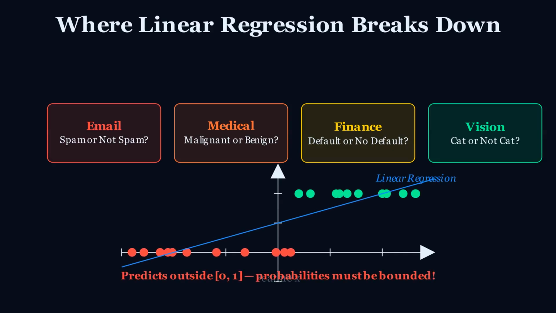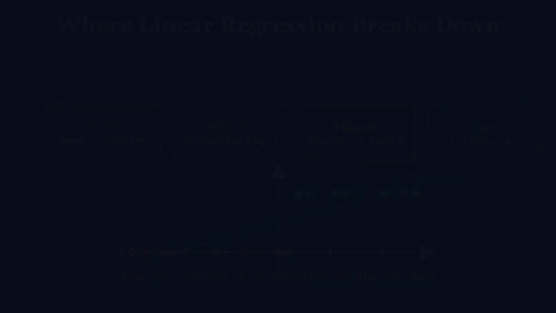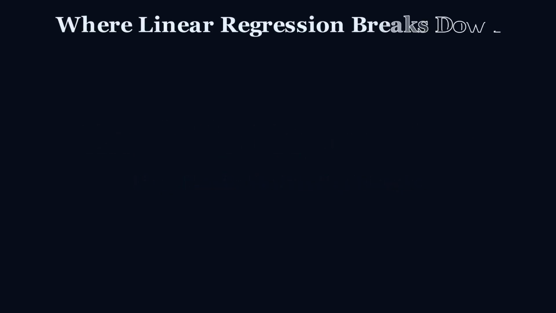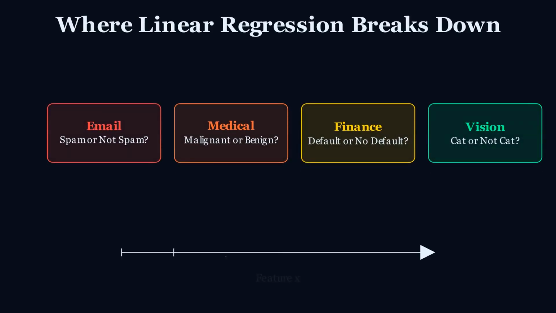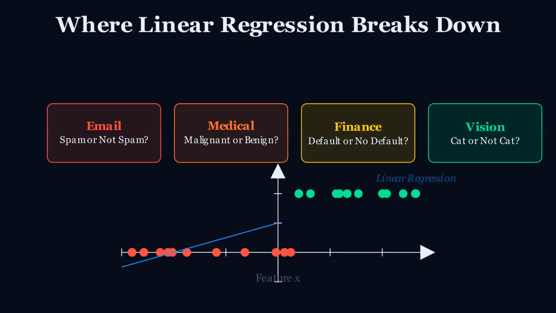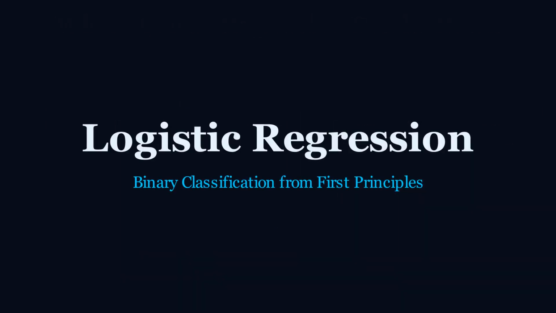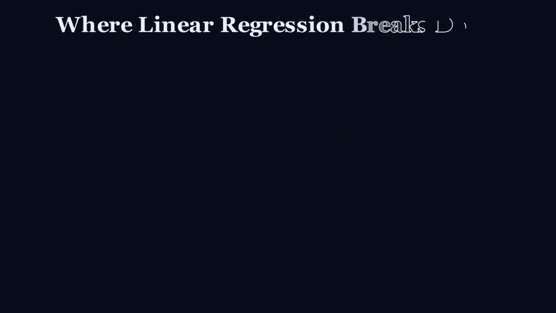Today we build it from first principles: the sigmoid function, the probabilistic model, the cross-entropy loss, maximum likelihood estimation, gradient descent, the confusion matrix, the ROC curve, everything derived mathematically, implemented in Python, evaluated on real medical data.